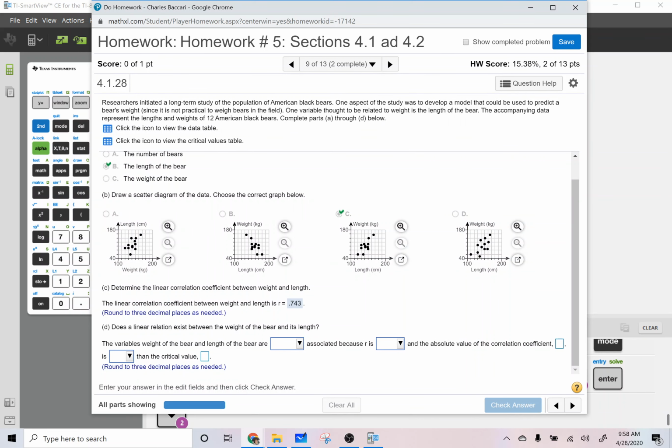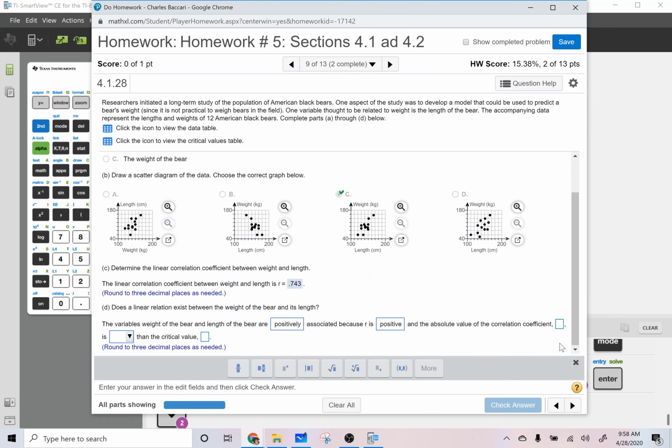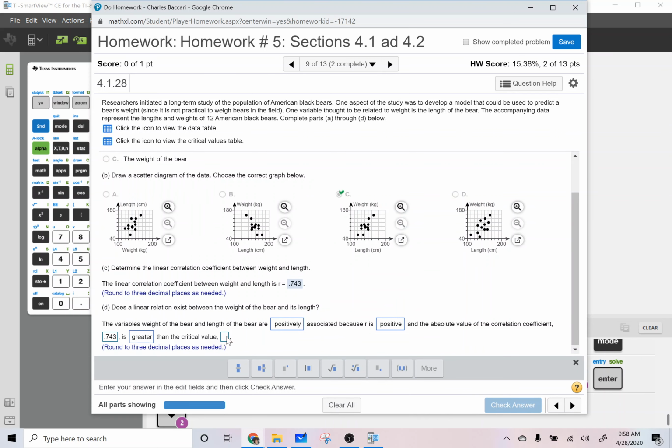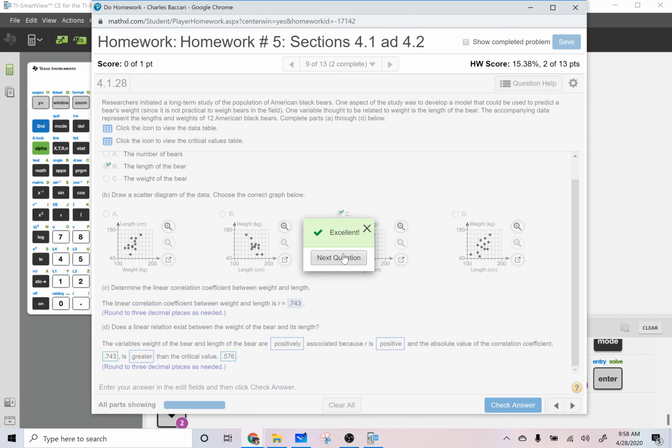And does the linear relation exist? I mean, if you look, this one's positive because R is positive. The absolute value of the correlation coefficient, 0.743, is greater than the critical value. The critical value here is going to be, how many bears was it? 12. 0.576. Check the answer, and we are good to go. Okay.